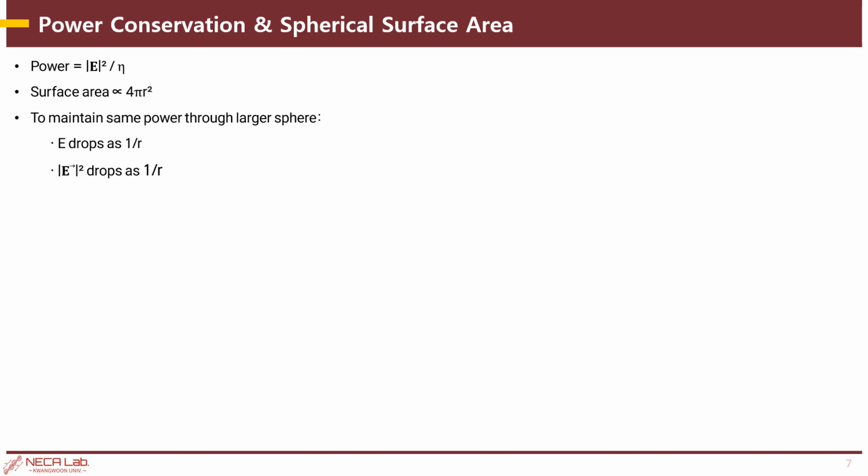So the electric field E drops off as 1 by r, and since power is proportional to E squared, that means the magnitude E squared drops as 1 by r squared. But when multiplied by area, which grows as r squared, total power stays constant. This is how power conservation works in radiating systems.